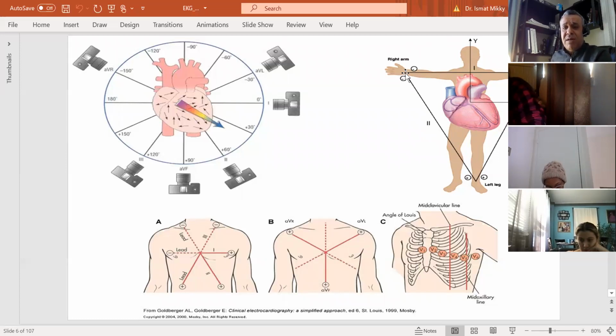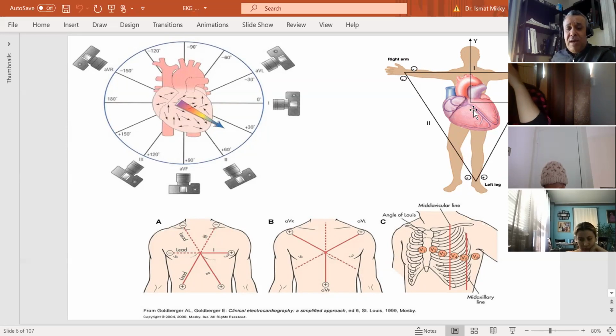It's like electrical current. That's electrical conductivity, and that's the conduction system, right? Then we have lead 2, which runs from the right arm to the left foot, and then lead 3, which will run from the left arm to the left foot. So we have lead 1. This is the direction of lead 1, 2, and this is lead 3.